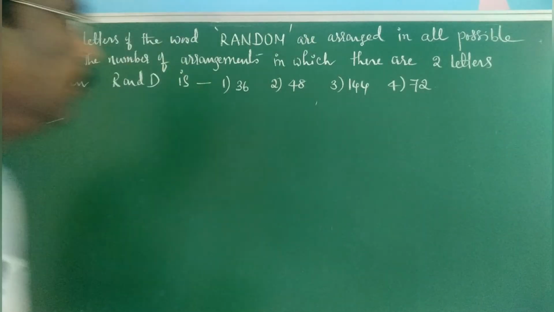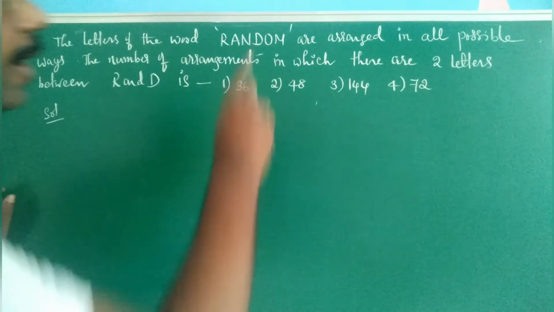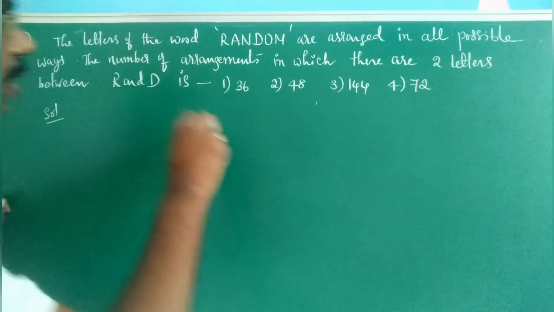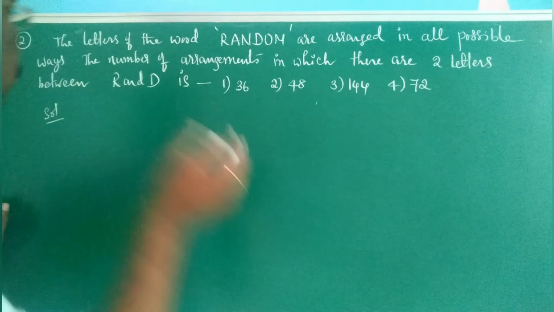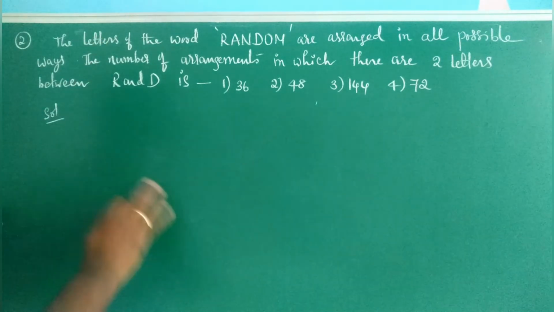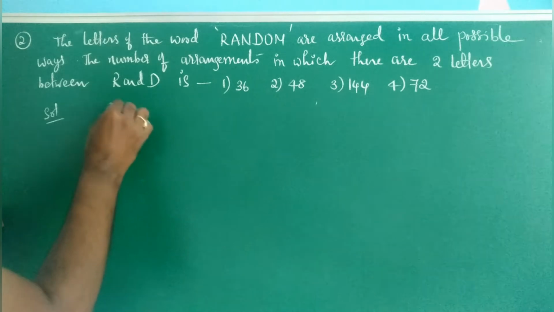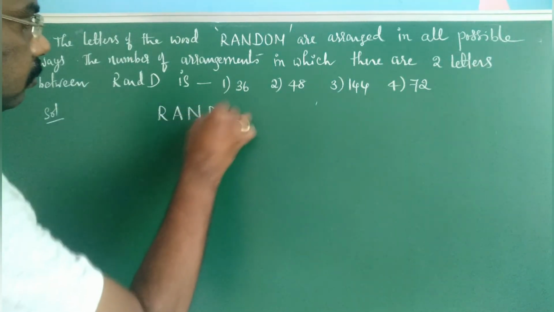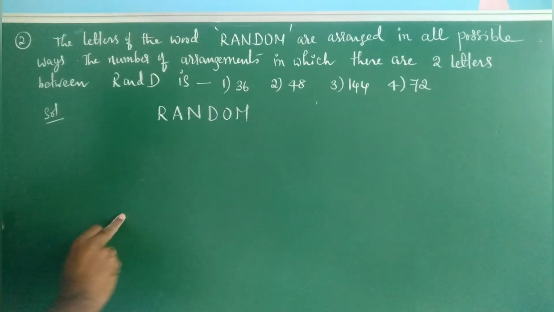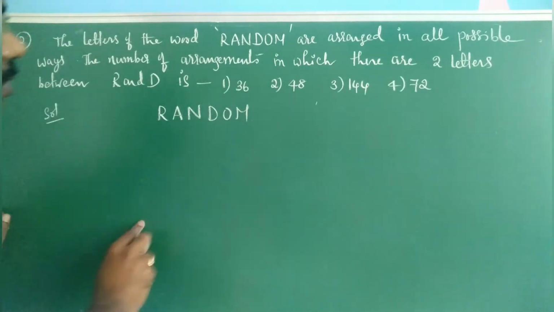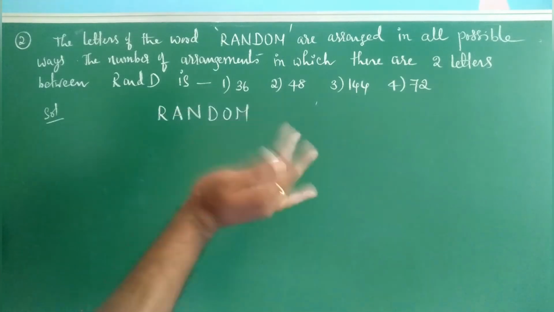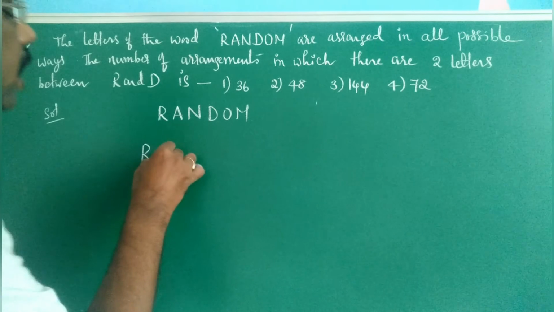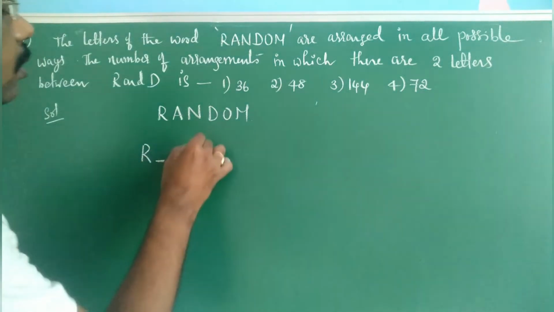Next one: the letters of the word RANDOM are arranged in all possible ways. The number of arrangements in which there are 2 letters between R and D. Now the given word is RANDOM. The given word contains 6 letters. Now, 2 letters between R and D, according to the condition.